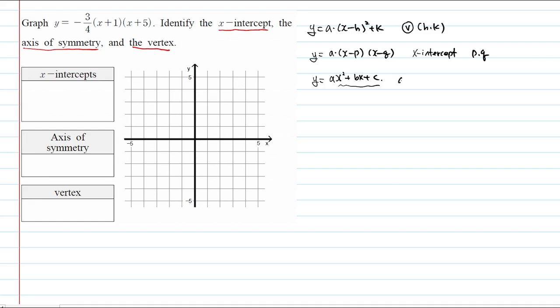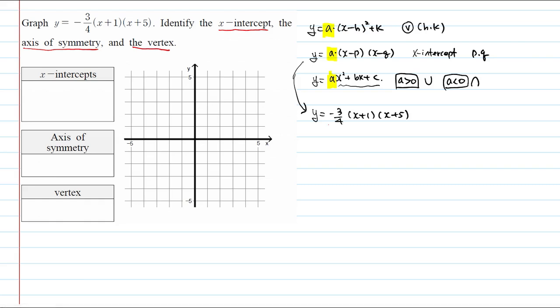Okay, so here a is greater than 0. That applies to all three. It's a U-shape. A is less than 0, it's an upside down U-shape. Now, what we have here is intercept form. So let's compare this to what's given to us. That's negative 3 over 4, x plus 1, x plus 5.